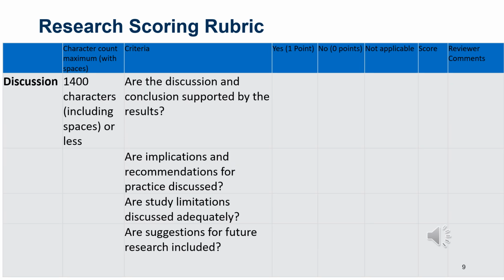For the discussion section, the character limit is 1,400 characters. That includes spaces, and the criteria are scored the same. Are the discussion and conclusion supported by the results? Are implications and recommendations for practice discussed? Are study limitations discussed adequately? And are suggestions for future research included?